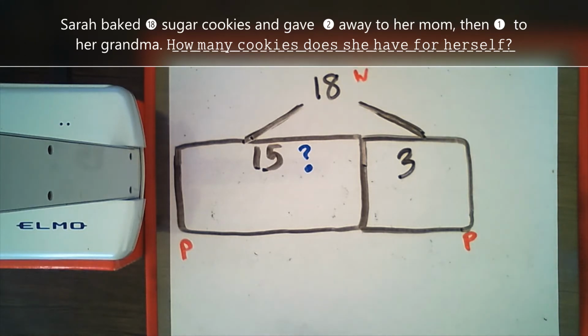Alrighty, my friends, great mathematicians, we go back and we reread the problem. We circle important numbers or note important numbers that we hear and see. And then lastly, we underline our question. So let's do that. Sarah baked 18 sugar cookies. Oh, that's an important number. And gave away 2 to her mom. Another important number. And then 1 to her grandma. Another important number. How many cookies does she have for herself? That's our question. So we know that we're going to be solving for or figuring out how many cookies she actually has left for herself.